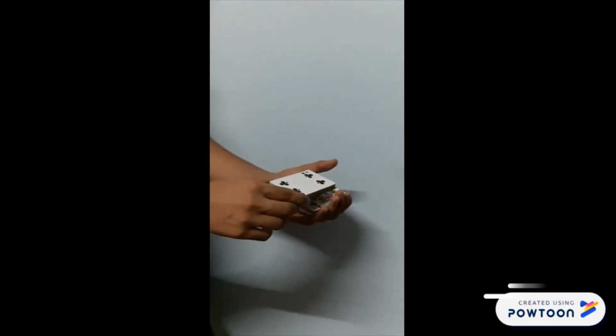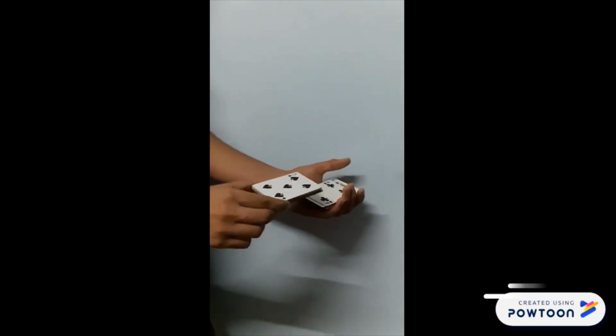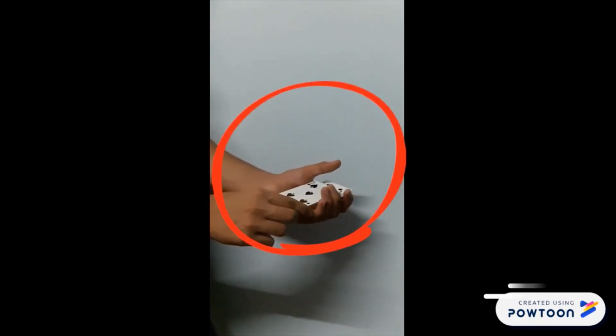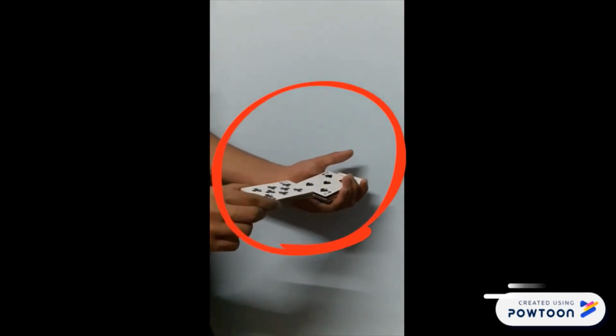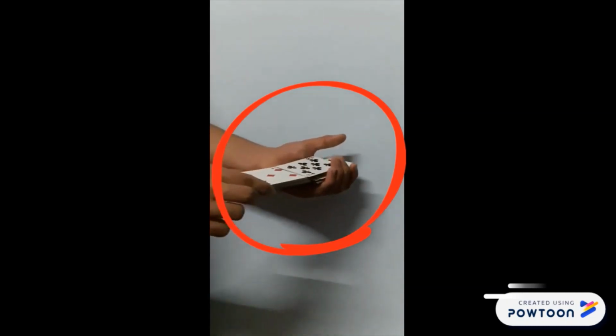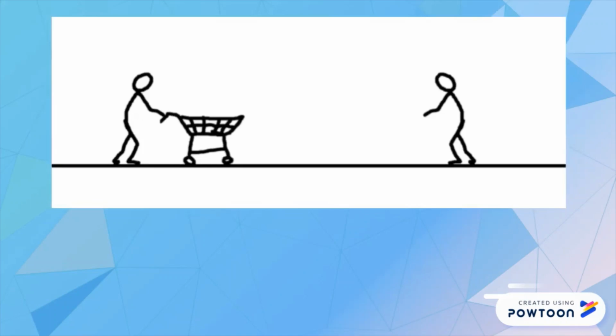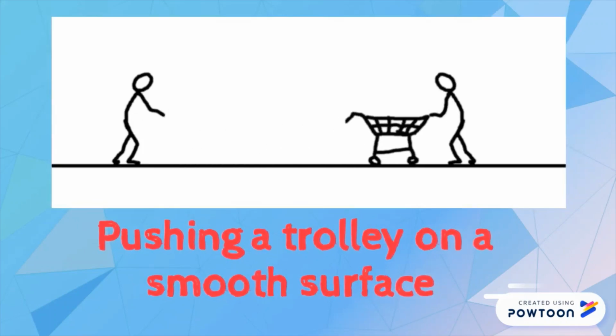Let's take a closer look at this slow motion video. If you observe closely, the cards are rubbing each other as they are shuffled, and this is an act of frictional force because the two surfaces are in contact. Another example would be pushing a trolley on a smooth surface.